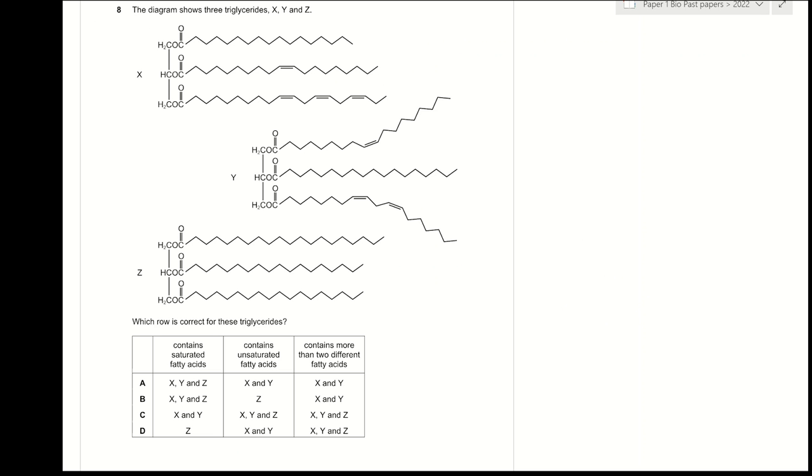Question number 8. The diagram shows three triglycerides X, Y, and Z. Which row is correct for these triglycerides? Now, contains saturated fatty acids. As you can see here, all of them contain saturated fatty acids.